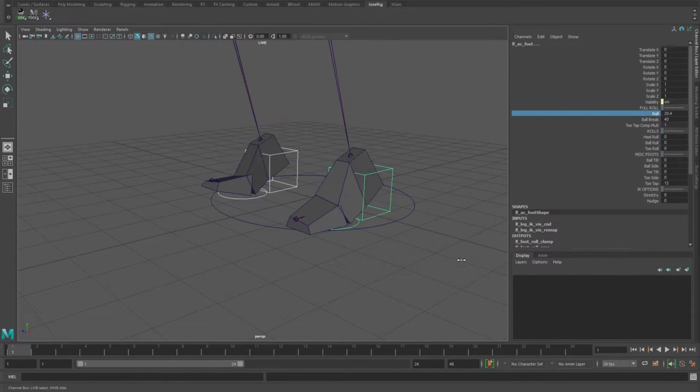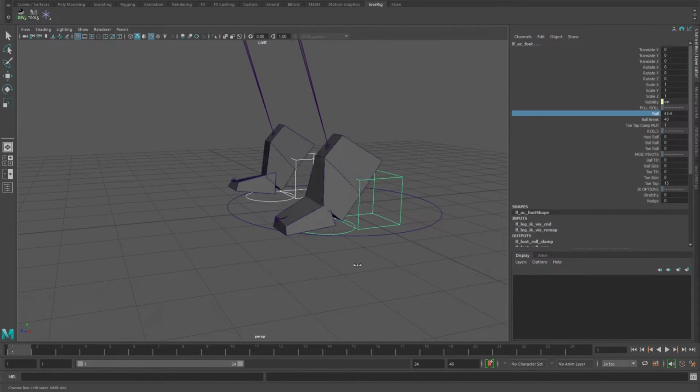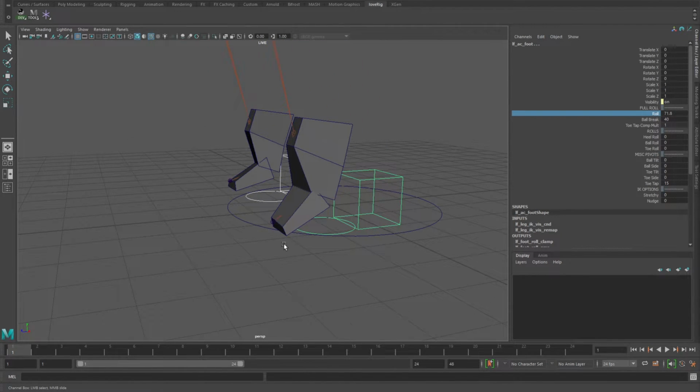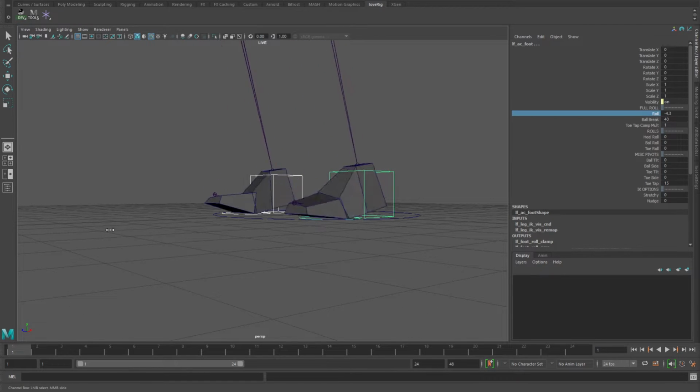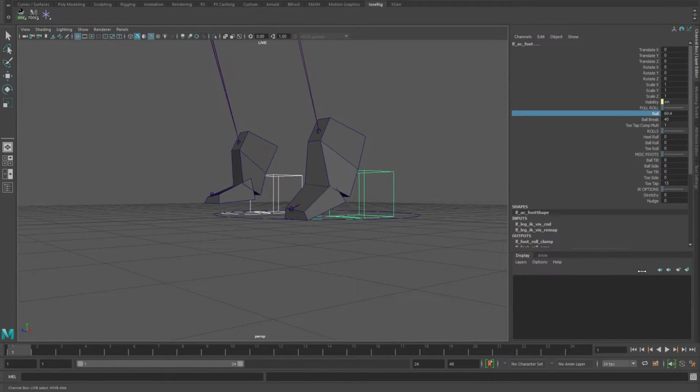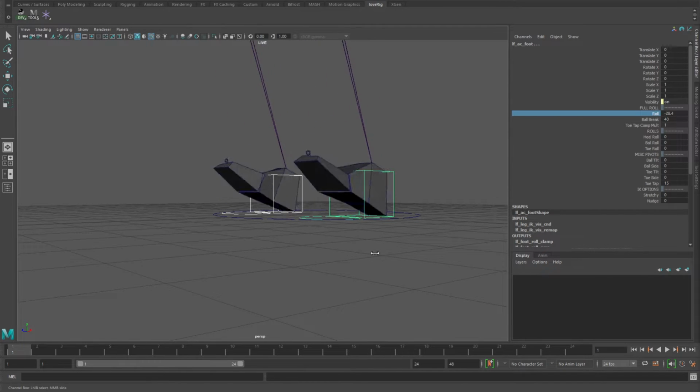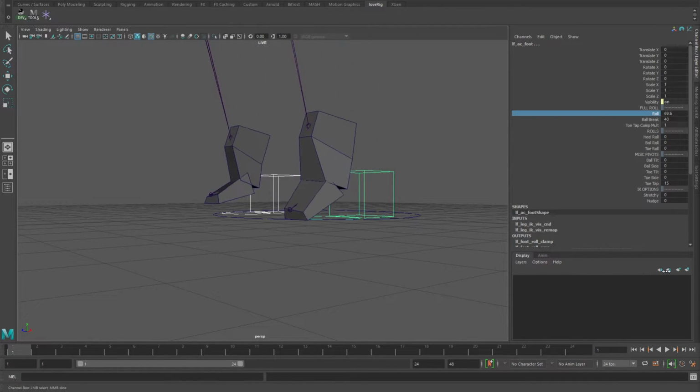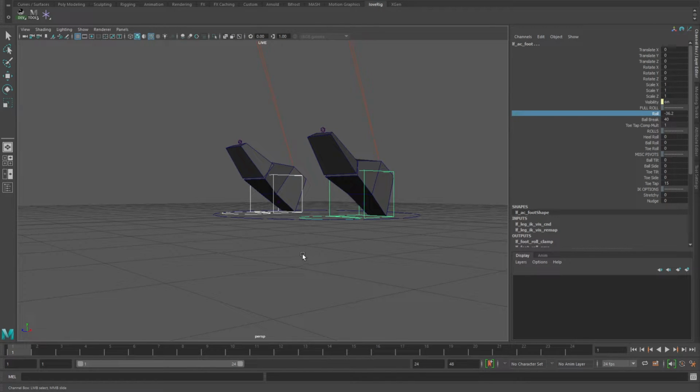When it rolls, the toe basically flattens out to the ground. And then when you're rolling on the tip, it's actually on the ground plane instead of in the air. So that's basically the idea, was trying to get that kind of behavior to happen.